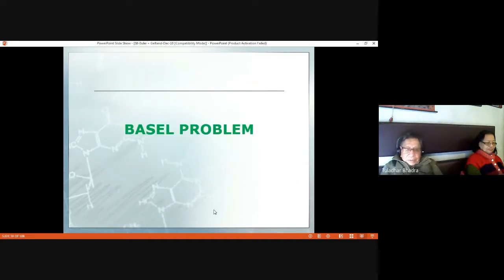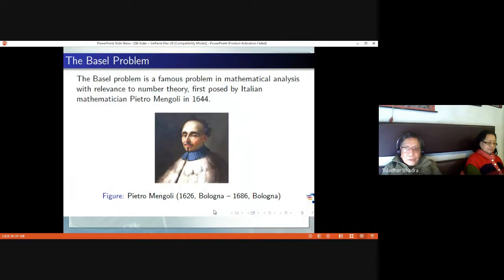Now, at the end of his life, we will look at the Basel problem. Basel is his birthplace. There is a problem called the Basel problem on series. The Basel problem is a famous problem in mathematical analysis, with relevance to number theory, posed by Italian mathematician Pietro Mengolo in 1644. This is a photo of Pietro Mengolo, born 1626 in Bologna, Italy, and died in the same city in 1686.